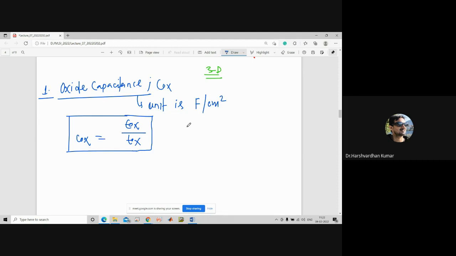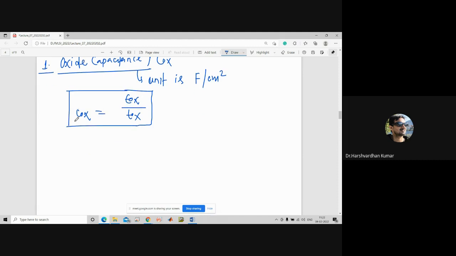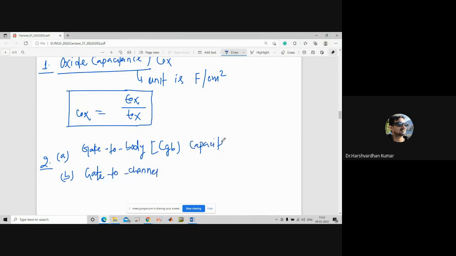Now we have to discuss the second capacitance. There are two types: gate to body, which is represented by CGB, and the second one is known as gate to channel capacitance, which is represented by CGC.